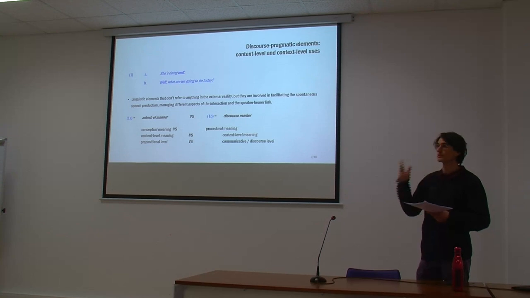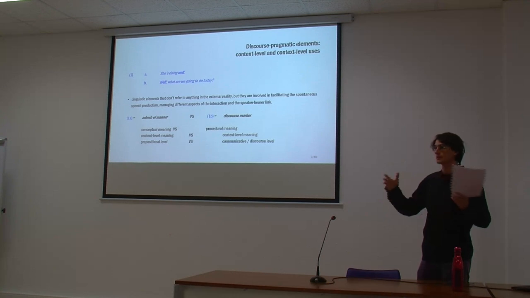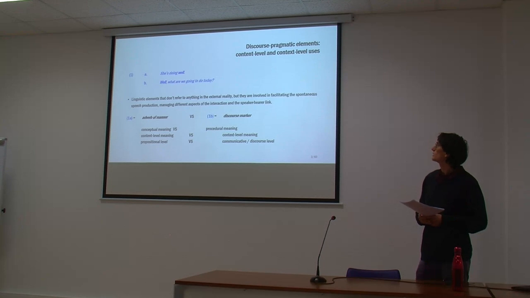There are two different uses of the same English adverb, well. In 1a, "she's doing well," it's the adverb of manner, denoting something in the reality of the state of affairs. And the second one, 1b, is rather a use of well as a discourse marker, where it is used to set something in the conversation, to manage the turn or something like that.